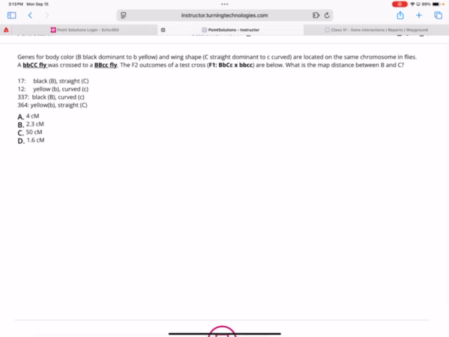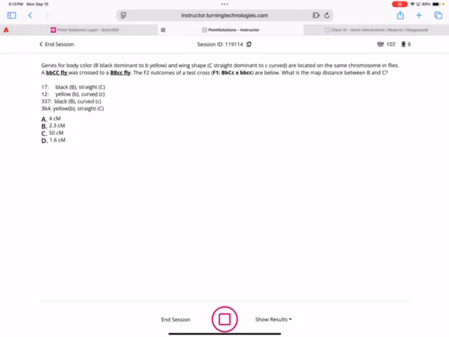Genes for body color, black being dominant to yellow, and wing shape, straight dominant to curved, are located on the same chromosome in flies. A fly that is homozygous B recessive, so yellow fly with straight wings, is crossed to black fly with curved wings. Then we do a test cross, and get the following phenotypic data out. What is the map distance between B and C?